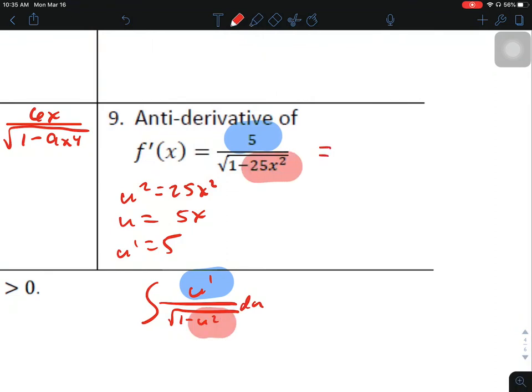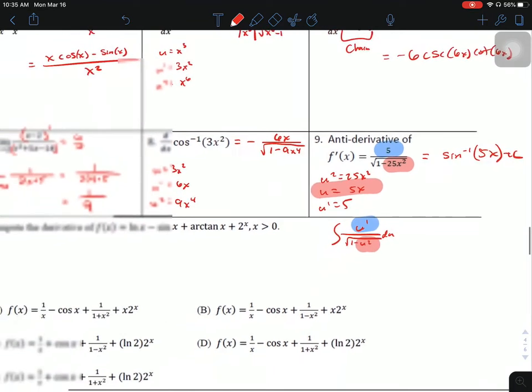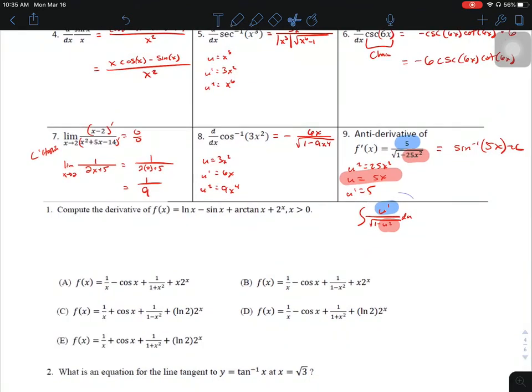So this is going to be, as suspected, sine inverse of u. And what is u? It's 25x squared. Throw in your arbitrary. I'm sorry, u is not 25x squared. U is 5x. Sine inverse of 5x plus your arbitrary constant. 1,000 pardons.